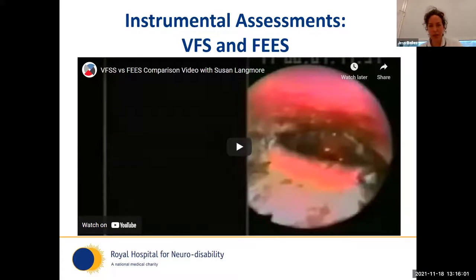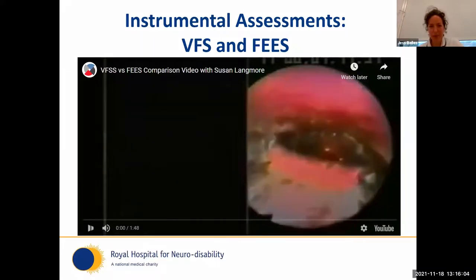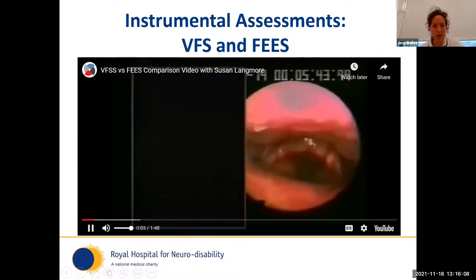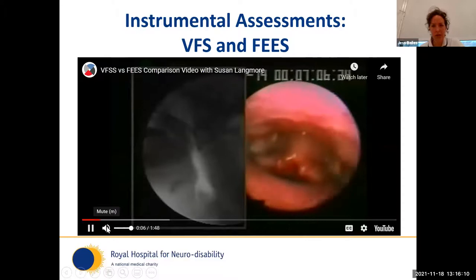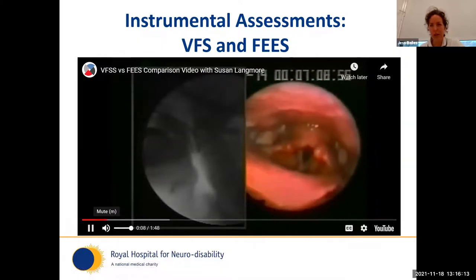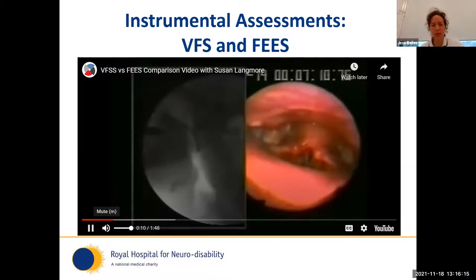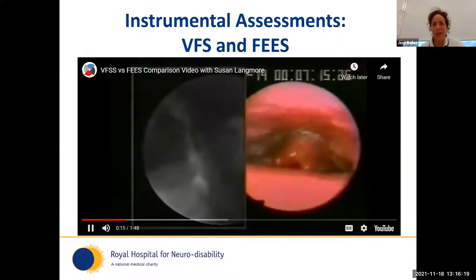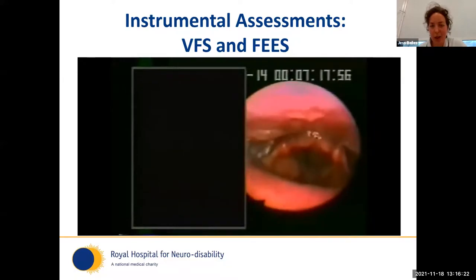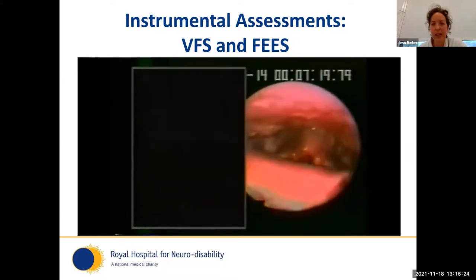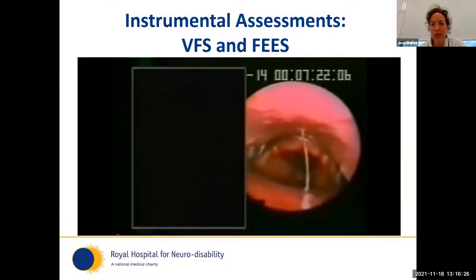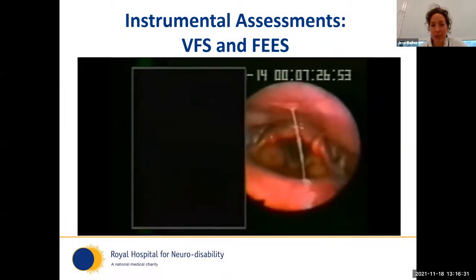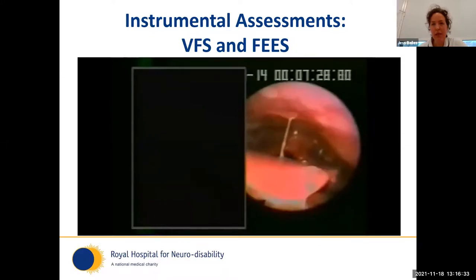So I'll just, hopefully this will work. I don't think there's any sound. Sorry, there is sound, but it's not playing. But I think they're giving the patient applesauce and some milk, and then some coated bread and cheese.